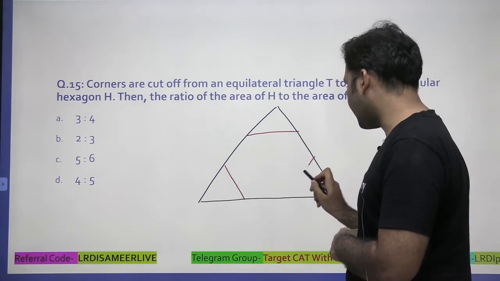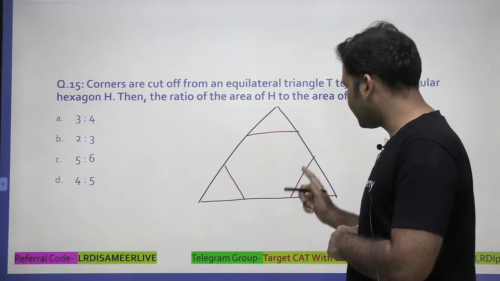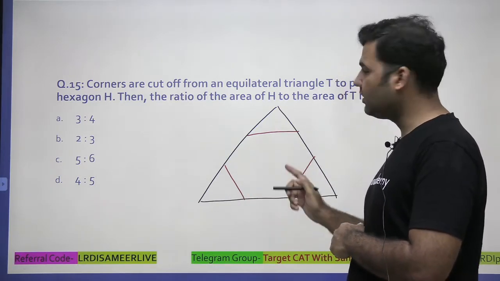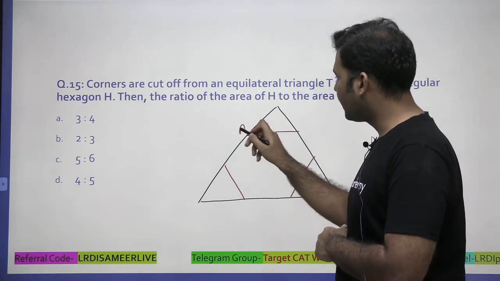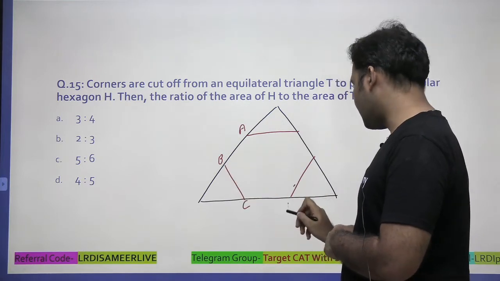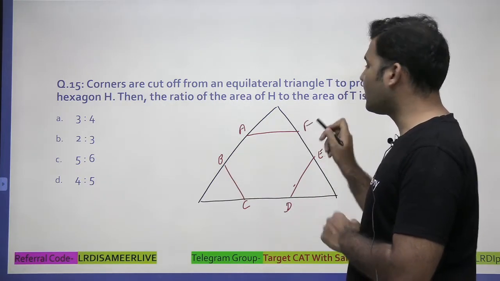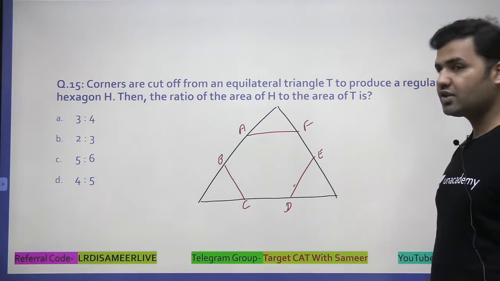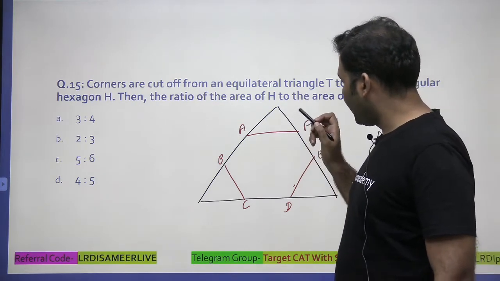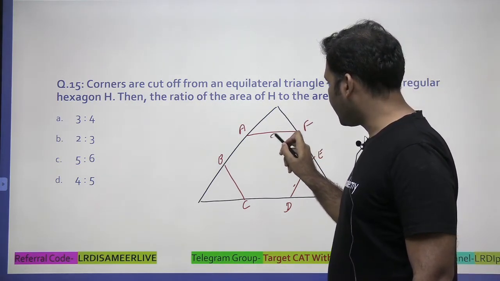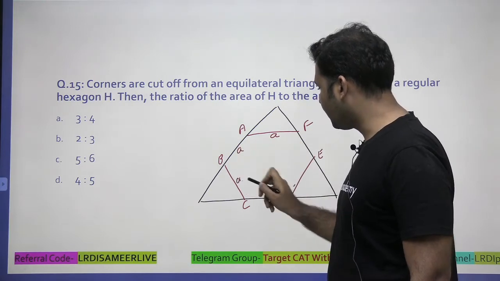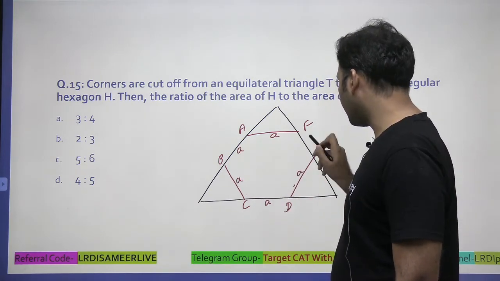Because it's a regular hexagon, can I say all these 6 sides will be equal? This is a hexagon A, B, C, D, E, F. Because it's a regular hexagon, all these sides will be equal. That means, if I'm saying that this side is A, then this side will also be A, this side will also be A, this will be A, this will be A, this will be A.